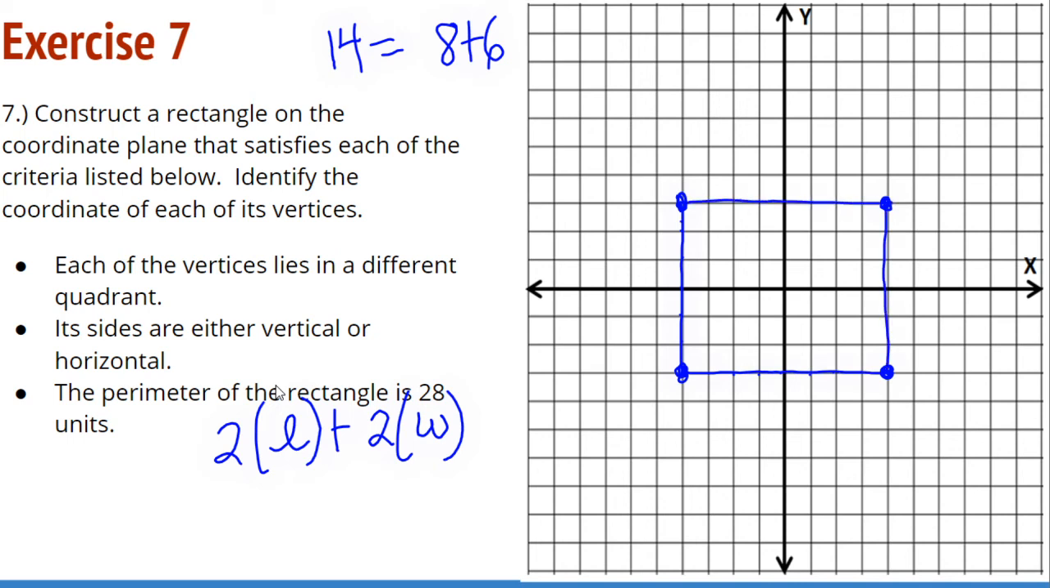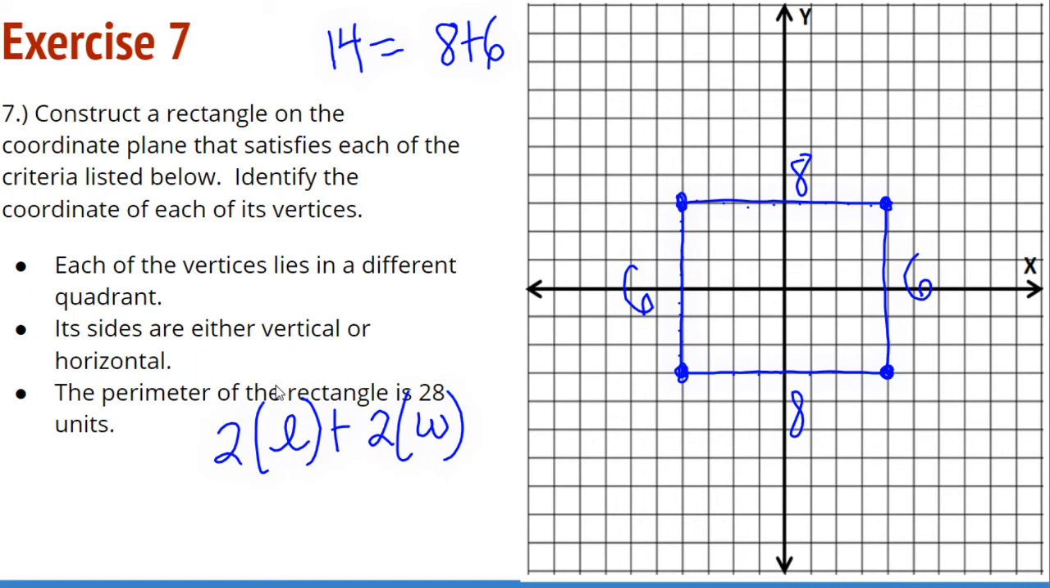So 1, 2, 3, 4, 5, 6, which means this side is 6. 1, 2, 3, 4, 5, 6, 7, 8 means this side is 8 and this side is 8. 8 plus 8 is 16. 16 plus 12, 6 plus 6 is 12, is 28.